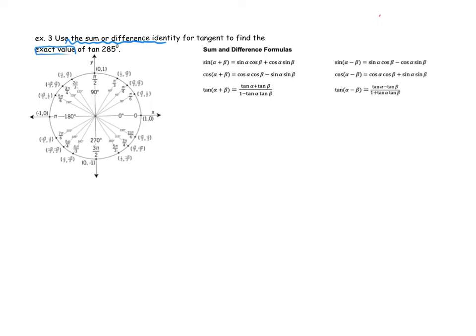Another important piece of information in this question is to use the tangent. So now we can only look at these two formulas. Just like example 1, you can find any numbers on the unit circle, either add or subtract together, that will give you 285. So let's see what are the two numbers to add or subtract together from the unit circle. We are looking at degrees, so all these values here, add or subtract together, that will give me 285.